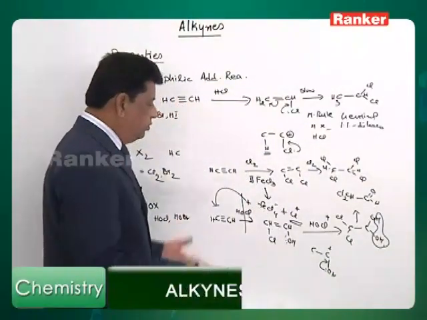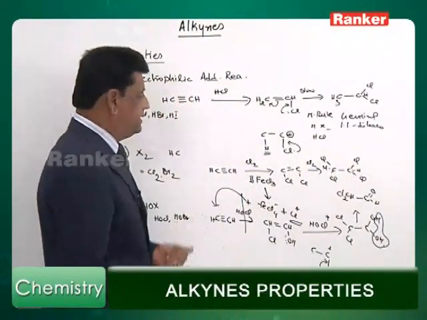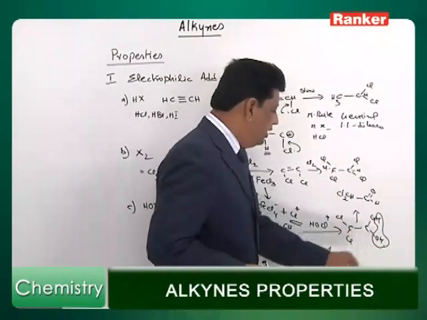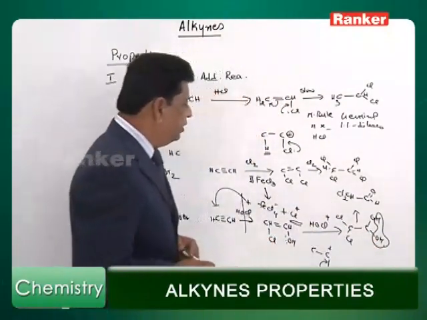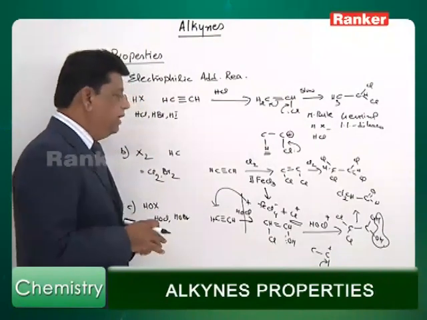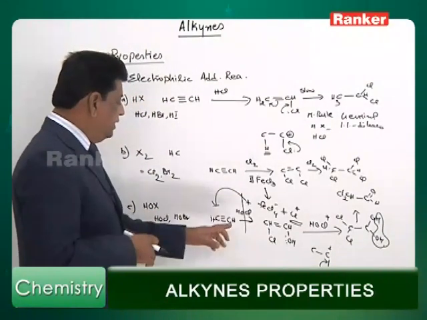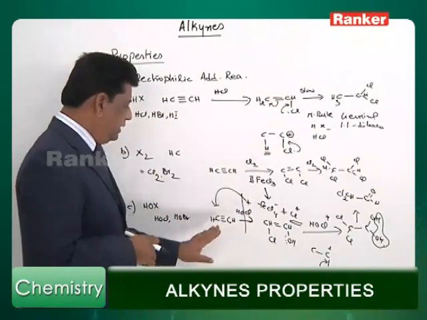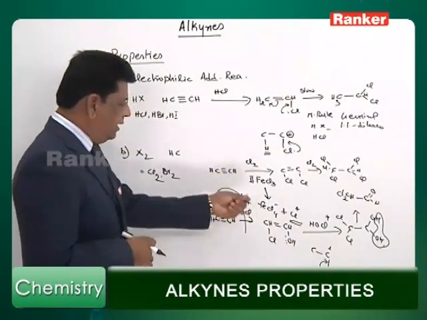Dichloroacetaldehyde is formed. 2 Cl this side, 2 OH that side. But 2 OHs eliminate water, and will become an aldehyde function. So dichloroacetaldehyde will be the final answer. Here the first step is no problem, Cl and OH will be added.